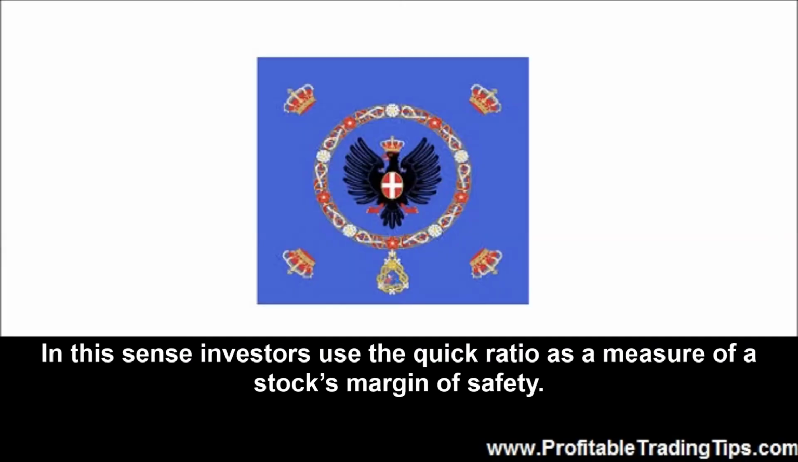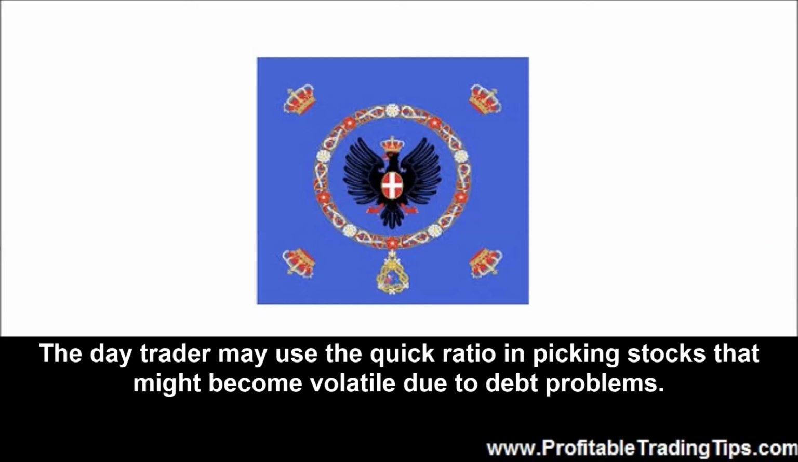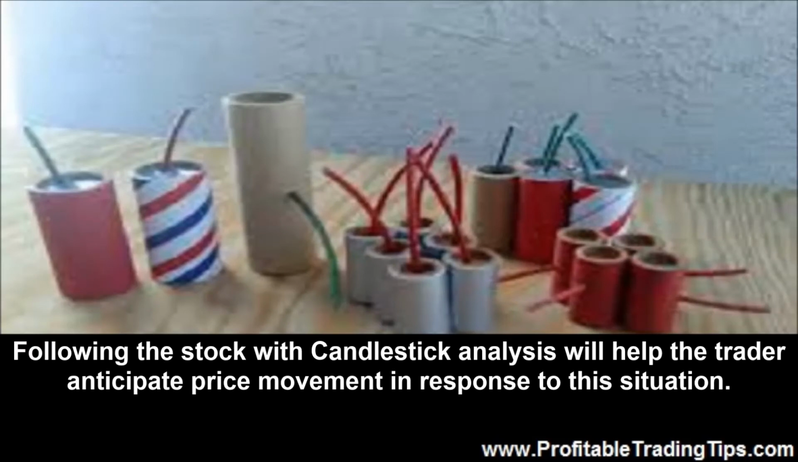In this sense, investors use the quick ratio as a measure of a stock's margin of safety. A stock with a high quick ratio will be seen as a secure investment, whereas a stock with a low quick ratio will be seen as risky. The day trader may use the quick ratio in picking stocks that might become volatile due to debt problems. If a company is currently unable to retire its debt, it may be subject to stock price volatility. Following the stock with candlestick analysis will help the trader anticipate price movement in response to this situation.